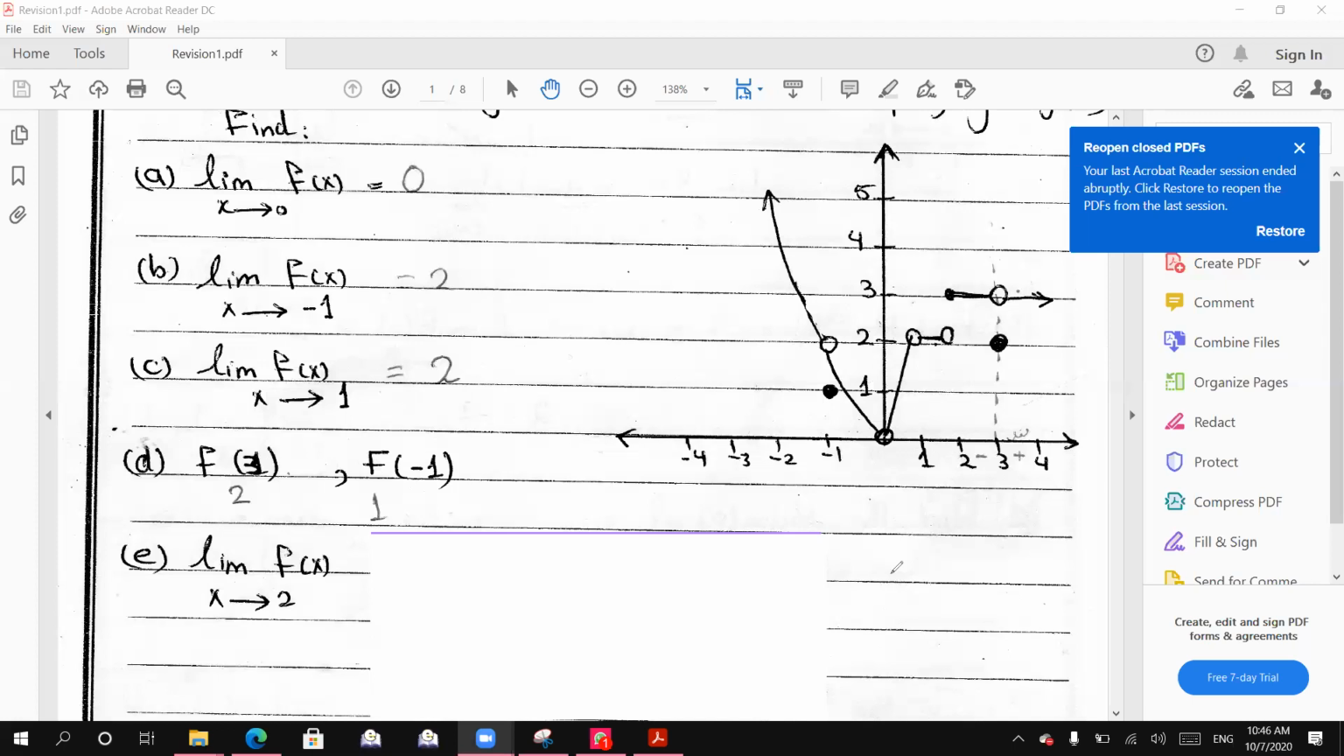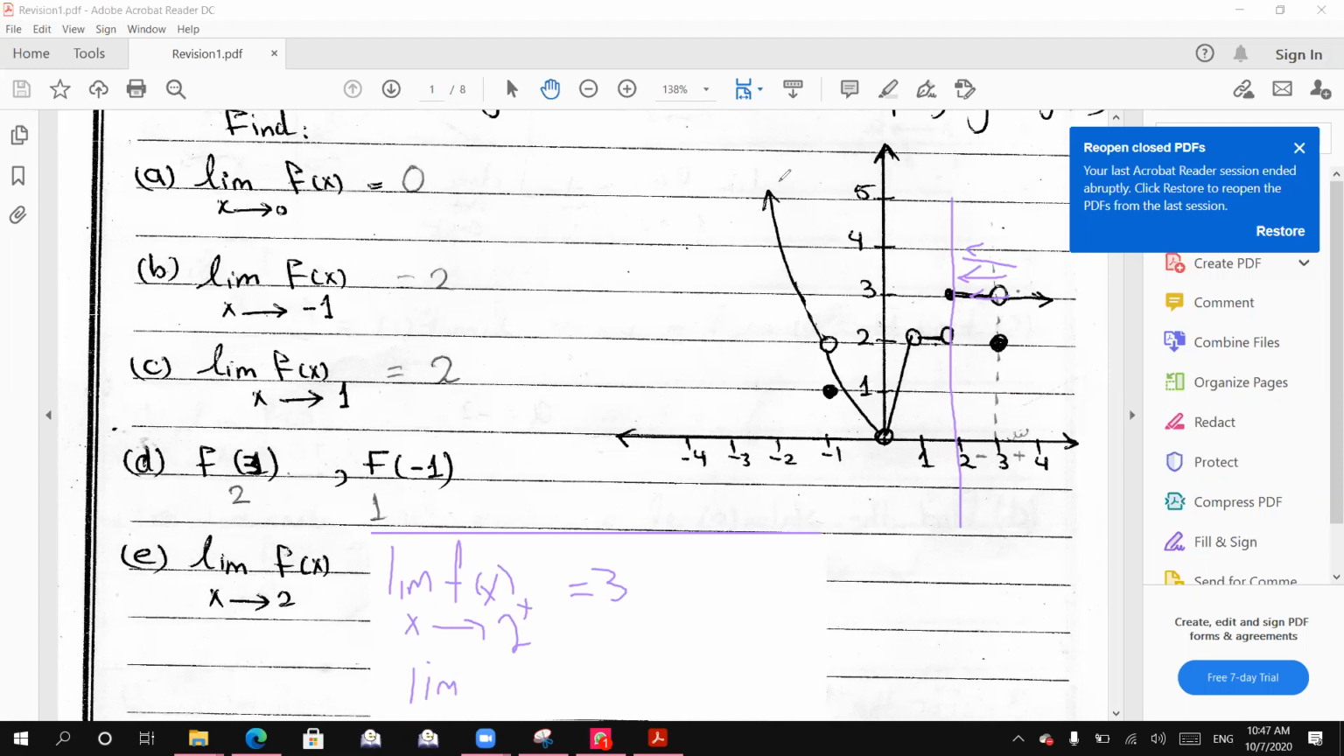Now, limit f of x when x approaches 2. Look here, where is point 2? Here is point 2. Okay, now look at limit f of x when x approaches 2 from the right. Look at 2 from the right. Here, the value approaches what? 3. Thank you, 3.